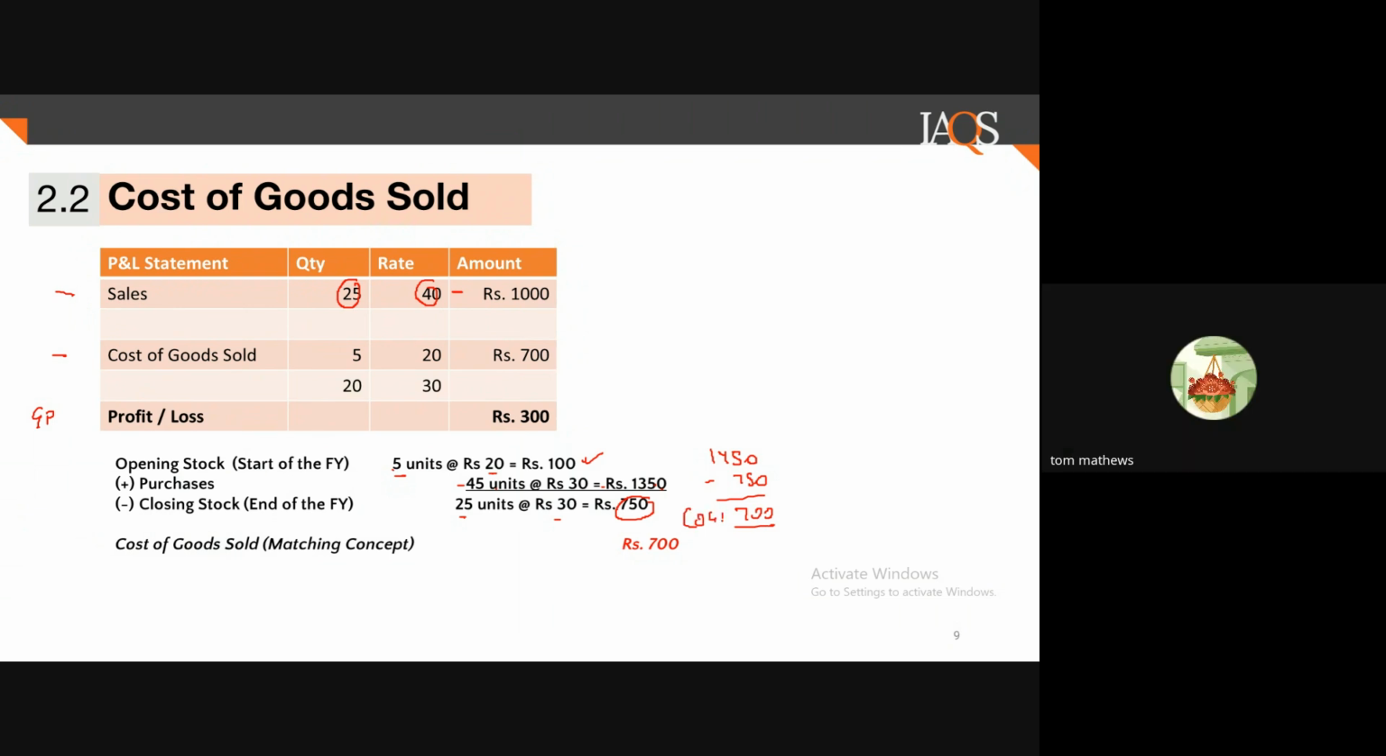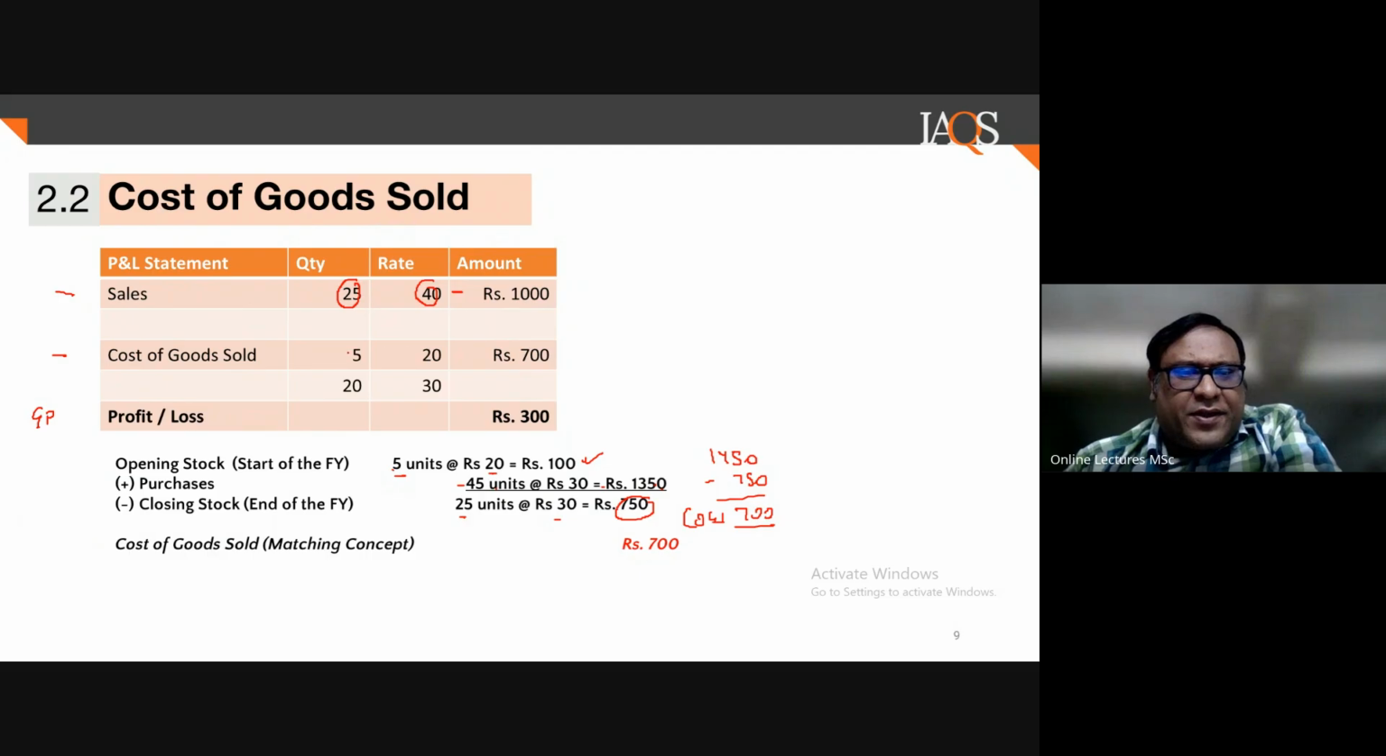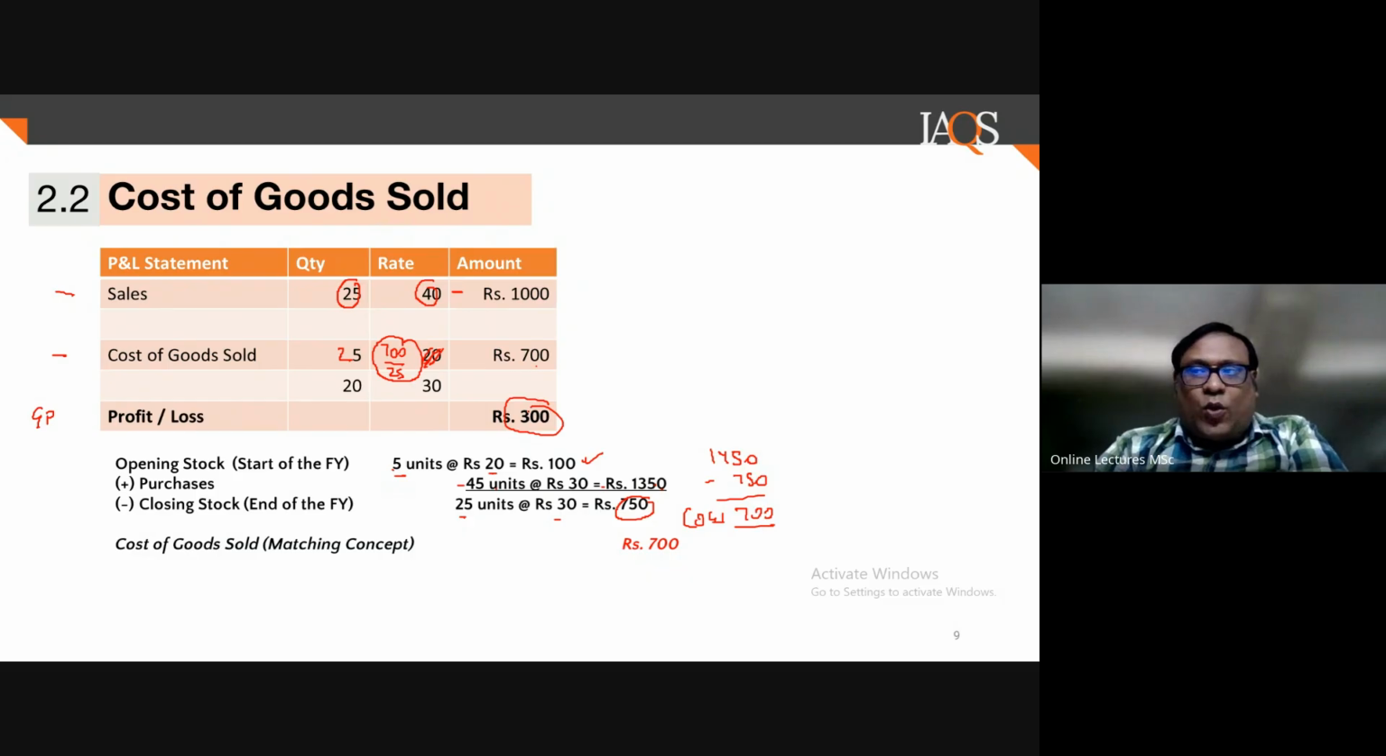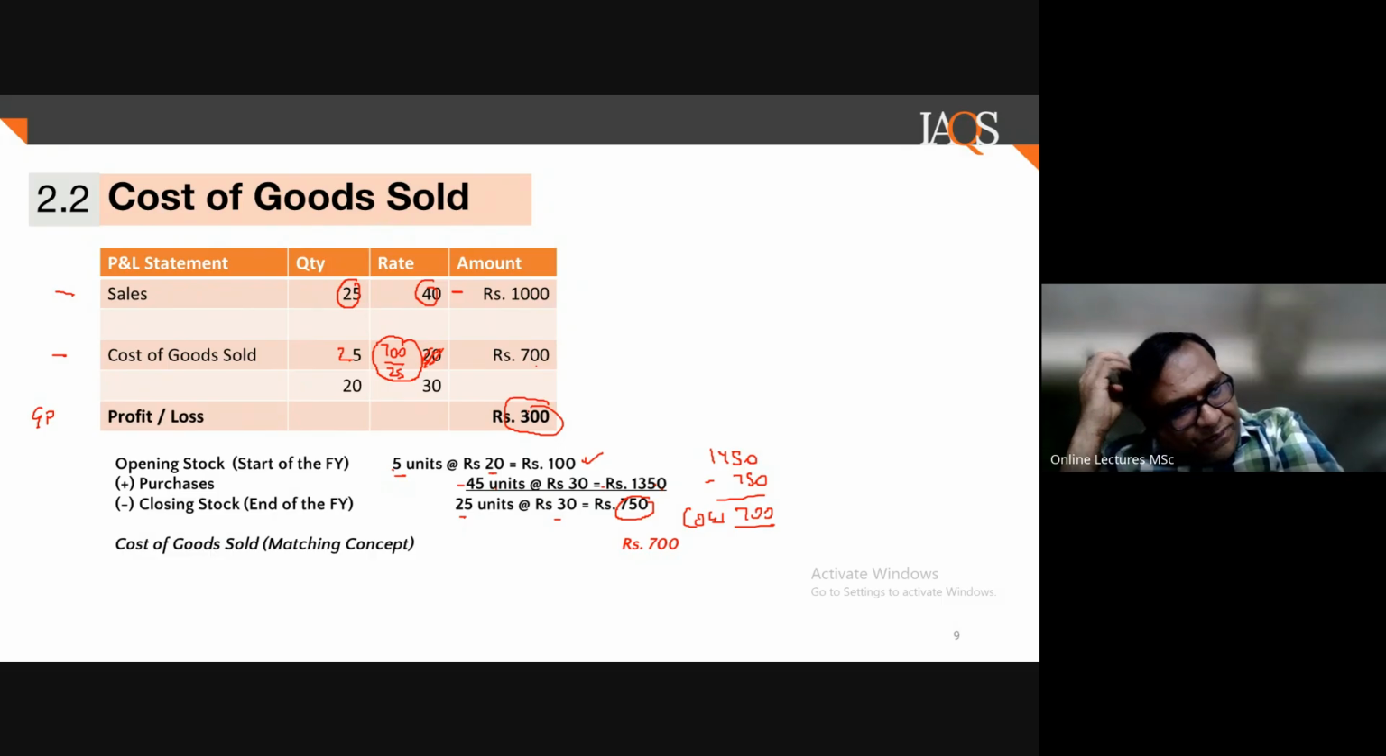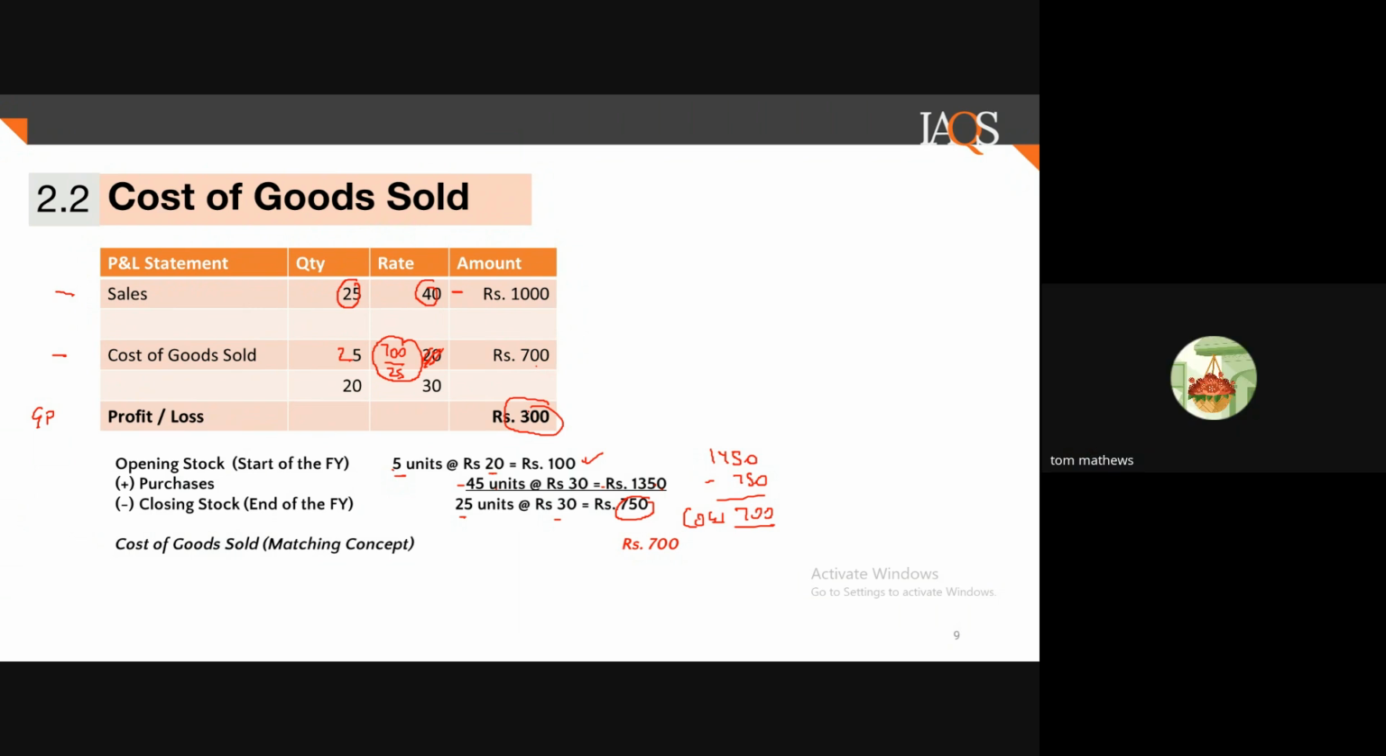Correct. I think here there's a misprint. This should be 25 and this should be 700 by 25. So that gives you a GP of 300 rupees. This concept we followed is called the matching concept, that whatever we sold in the current year is matched with what we produced or purchased in the current year. All good?